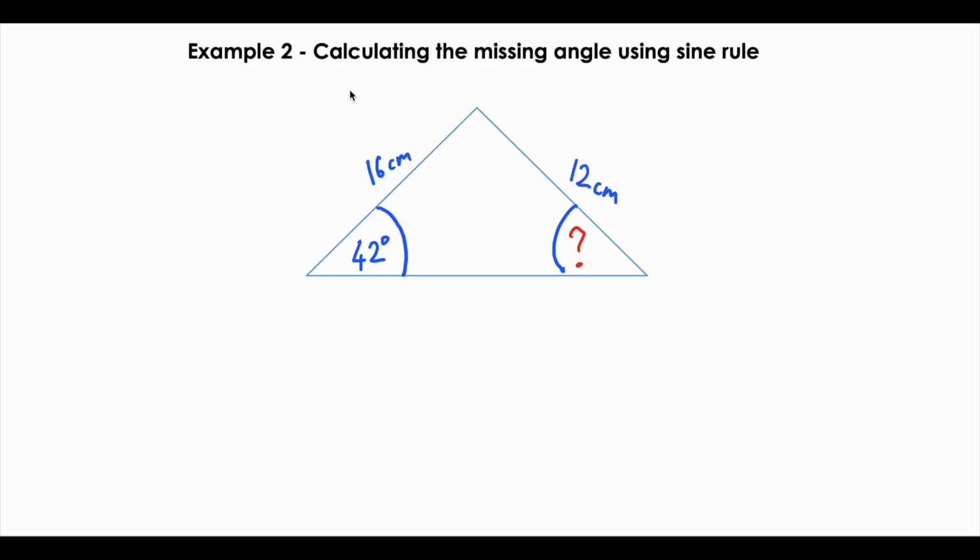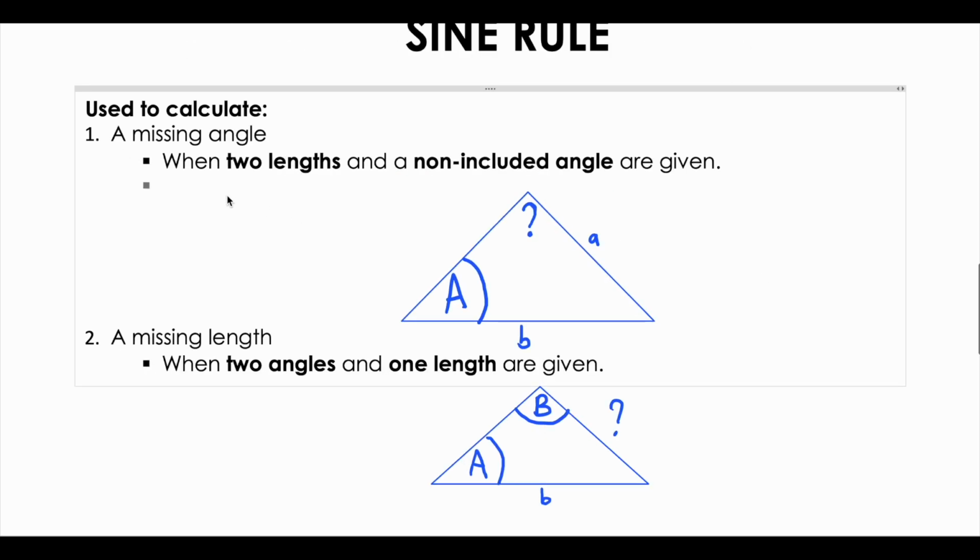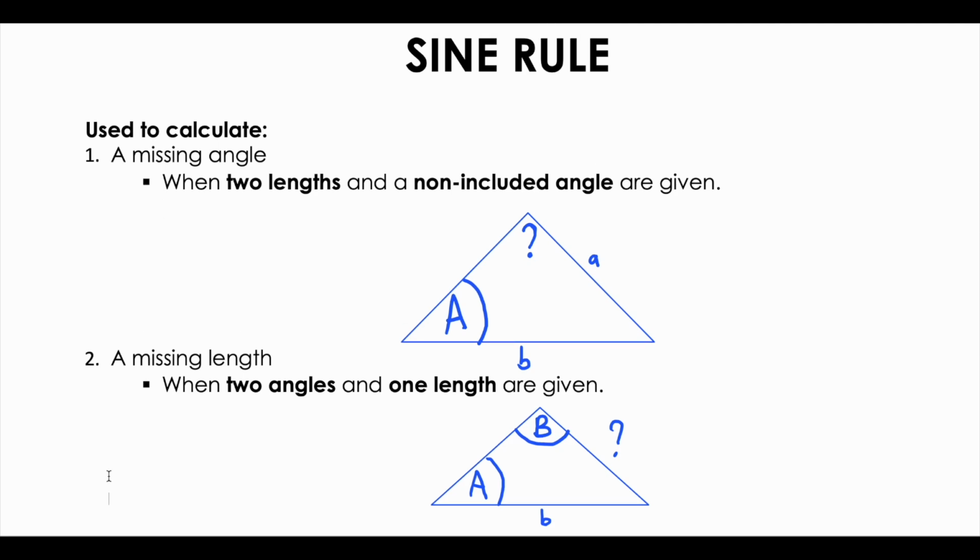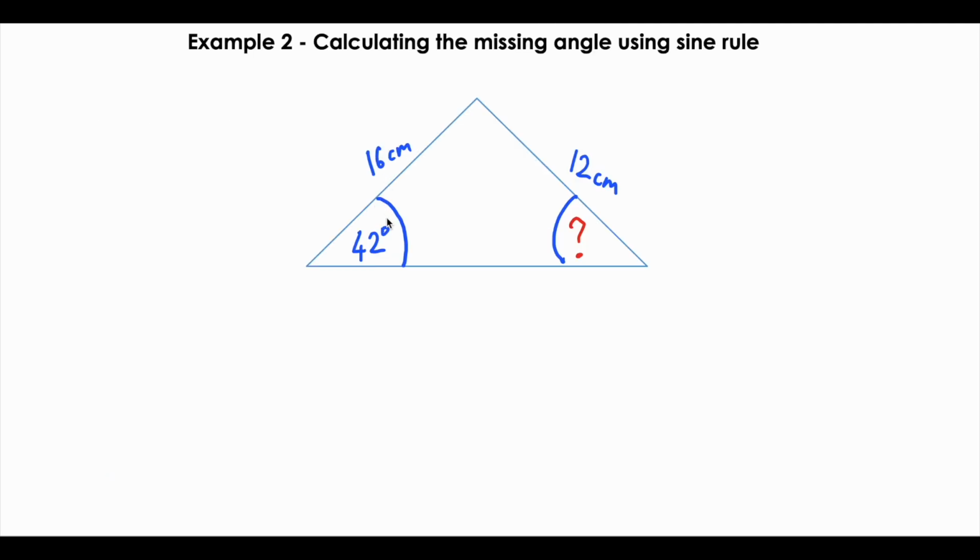Alright, so for this one, we want to calculate the missing angle using sine rule. Now in order to do this, we must have two lengths that we know of and a non-included angle. So as you can see from this, we have two lengths and a non-included angle. In order to use sine rule to calculate the missing angle, we must have two lengths and a non-included angle.